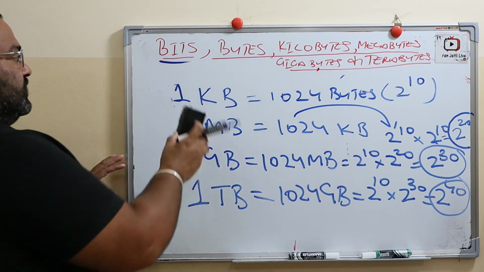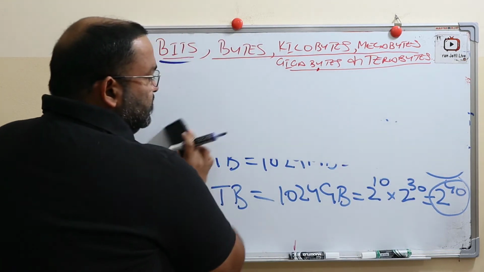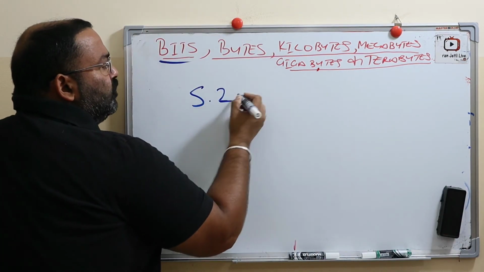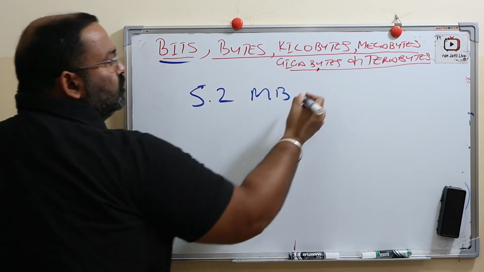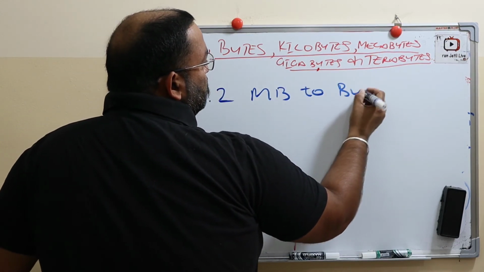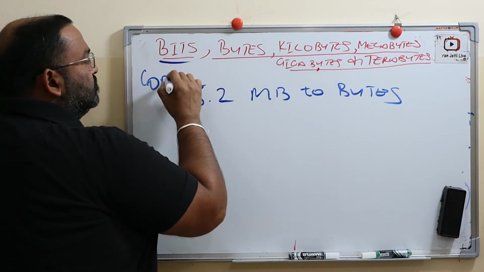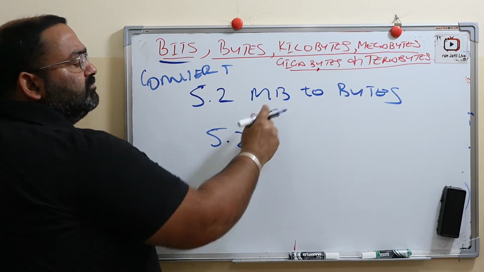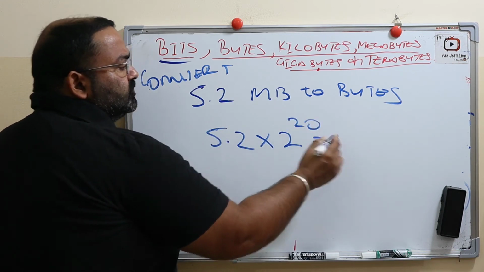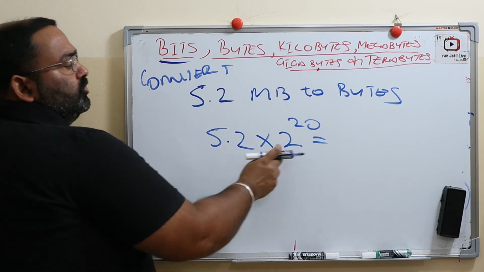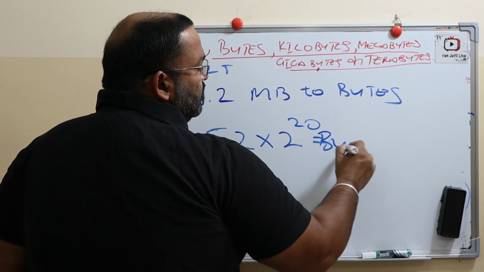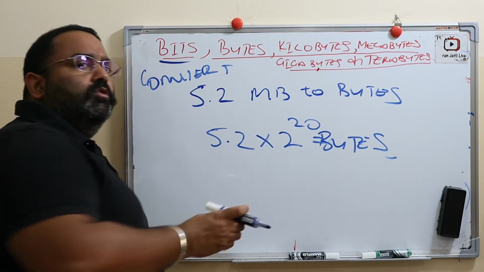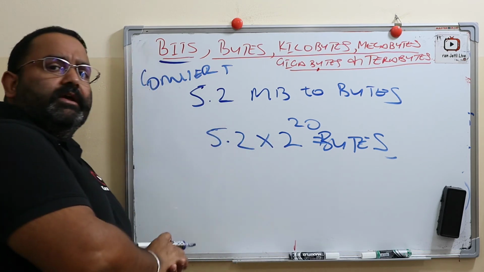Now suppose guys they ask you a question. Convert 5.2 MB into bytes. Now what is 5.2? You write 5.2. What is MB? MB is 2 power 20. So how many bytes are there? 5.2 into 2 power 20 bytes. If you have a calculator, you can do the calculation if you want the exact number of bytes. Otherwise you leave it like this.